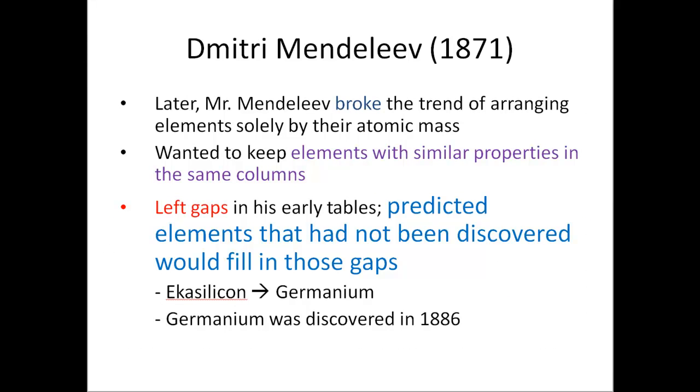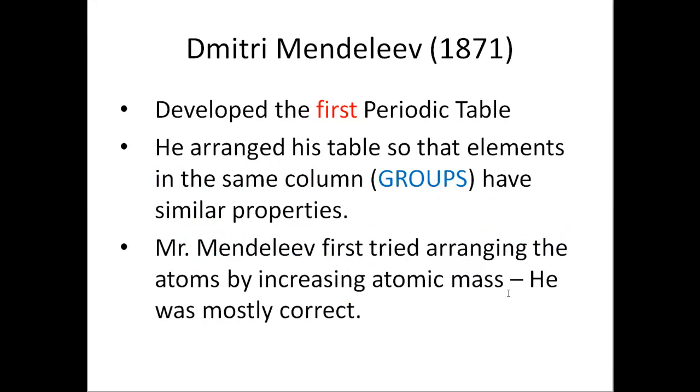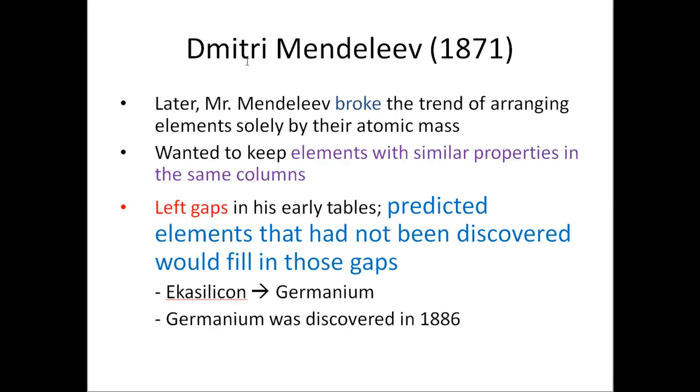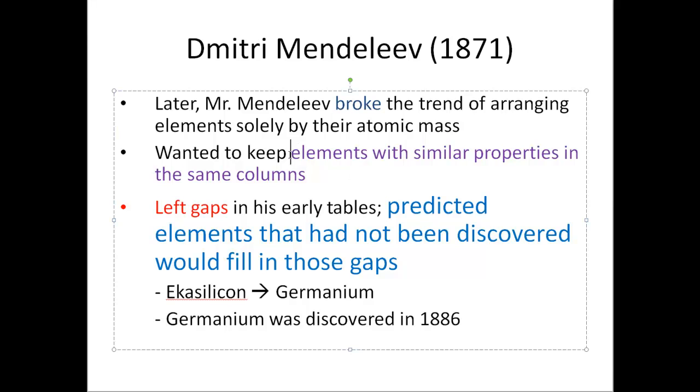So I said in this slide, he's mostly correct, and he later found that that didn't quite work out. Increasing by mass worked for the first several elements, but then it began to fall apart, and he lost his grouping the way that he would like. So he broke this trend, and he wanted to keep the elements with the same similar properties in the same columns. So he found that mass didn't work, but he found that if he left gaps and he arranged them still by properties, that his periodic table would work.